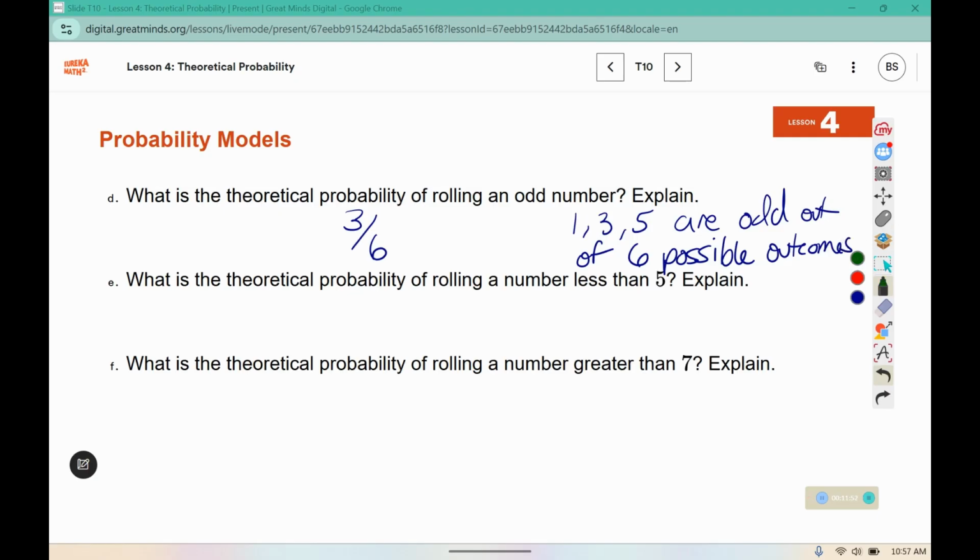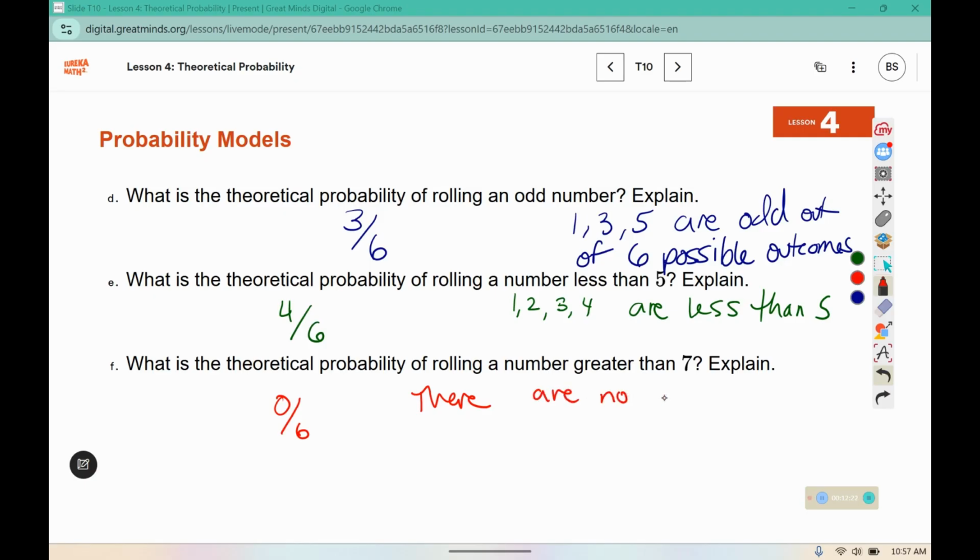What is the theoretical probability of rolling a number less than 5? 1, 2, 3, and 4 are all less than 5. So that is 4 out of the 6 possible outcomes. What is the theoretical probability of rolling a number greater than 7? 0 out of 6. There are no numbers bigger than 7.